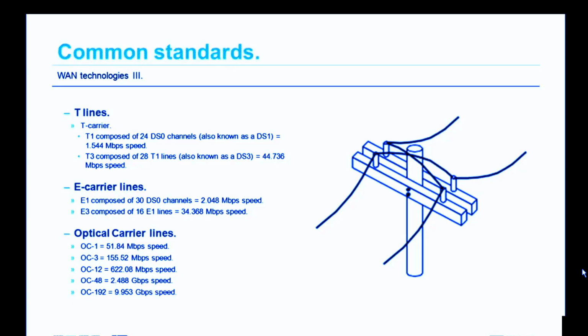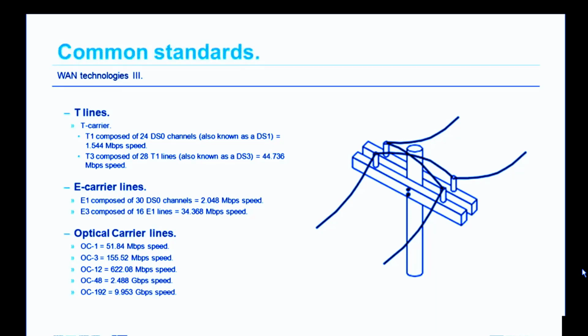For OC lines, we have the OC1. It's capable of 51.84 megabits per second in speed. Then there is the OC3, which gives you up to 155.52 megabits per second speed. It's becoming more common now to see OC12s. With those, you get up to 622.08 megabits per second. If you want gigabit type speed, you might consider leasing an OC48. That gives you up to 2.488 gigabits per second in bandwidth. Currently at the top of the line is the OC192.